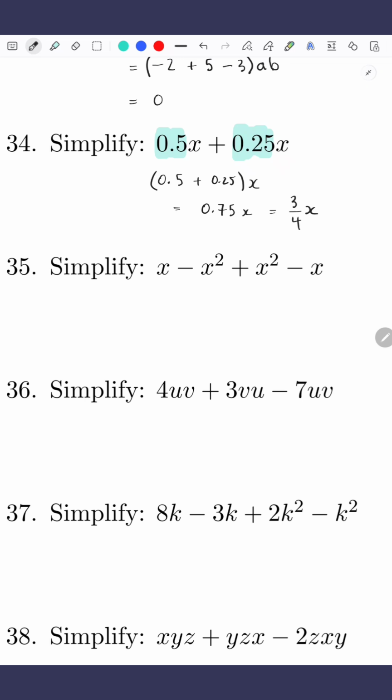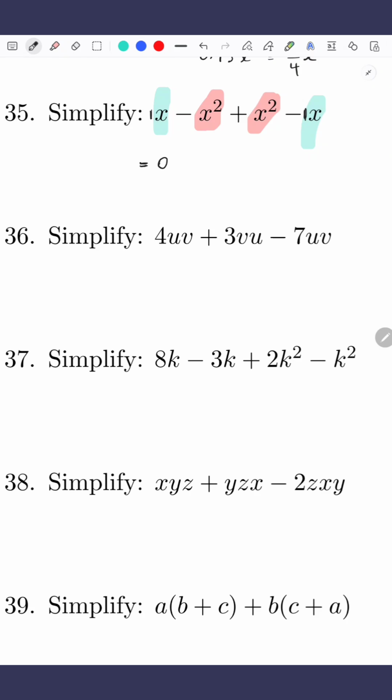Okay, like terms again. So we have x's and x's. Well, they're just going to cancel. We have a positive 1 and we have a minus 1. So that goes. And then we've got a negative x squared and a plus x squared. Okay, so this whole thing is 0.